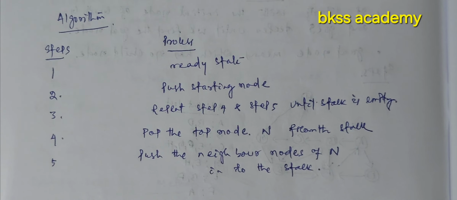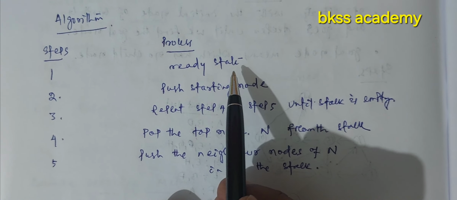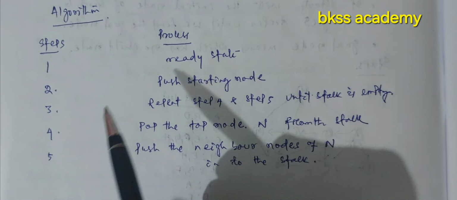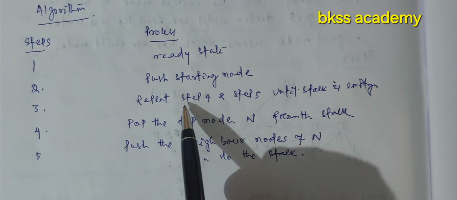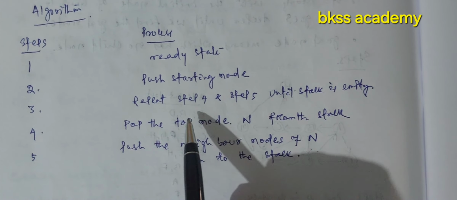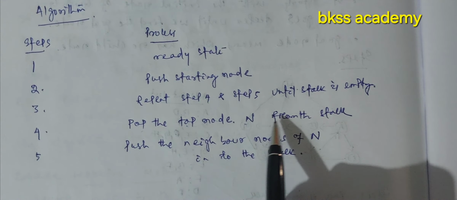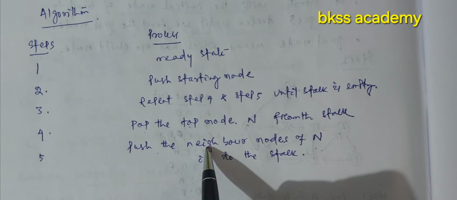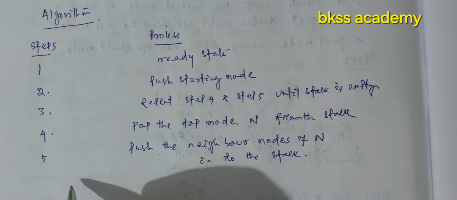Its algorithm is: in the first step, get our stack ready. Push the starting node. Repeat steps 4 and 5 until the stack is empty. What is step 4? Pop the top node, suppose N, from the stack. Push the neighbor nodes of N into the stack. Then end the loop.